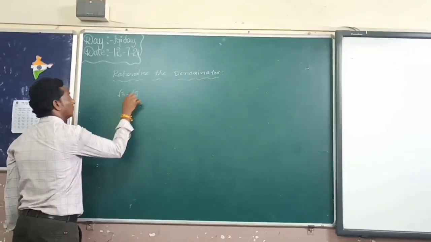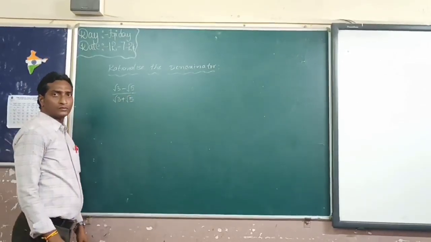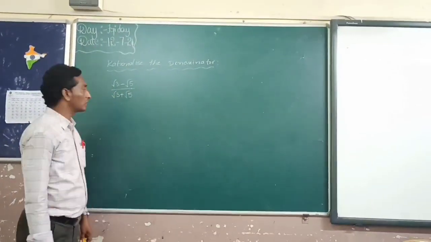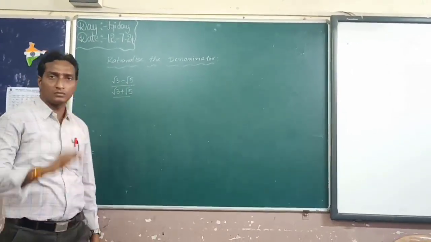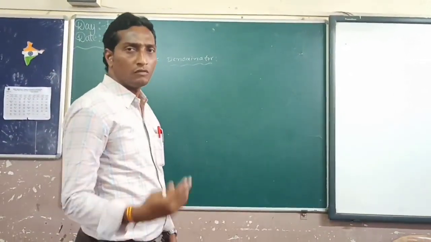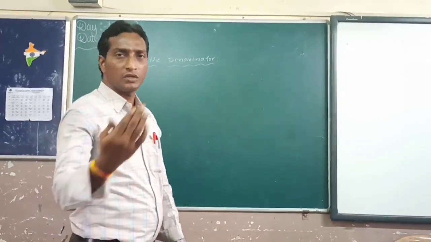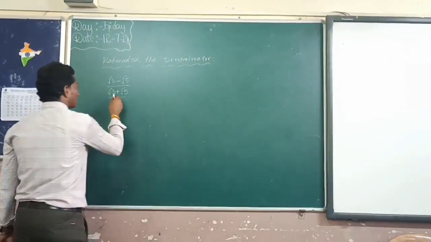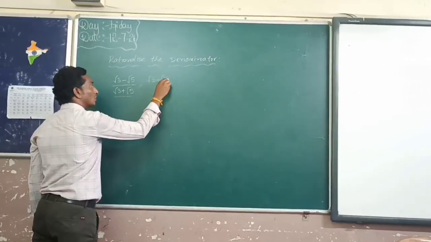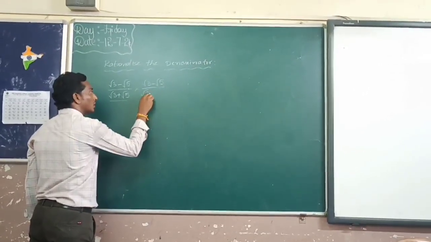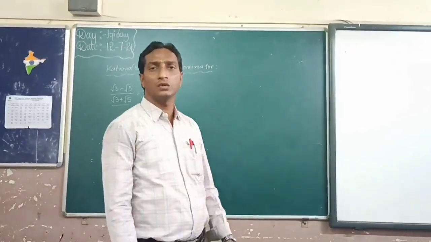Root 3 minus root 5 by root 3 plus root 5. Here both numerator and denominator contain two terms. The denominator is root 3 plus root 5, so take the rationalizing factor. The rationalizing factor of root 3 plus root 5 is root 3 minus root 5. So multiply and divide by root 3 minus root 5.